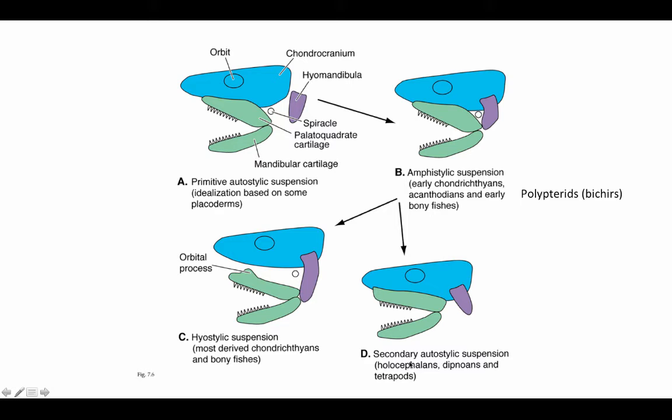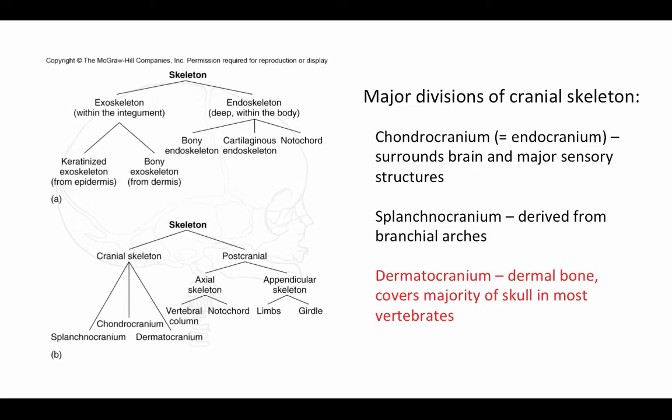So we see this in some of the cartilaginous fishes, the holocephalans, as well as lungfish and tetrapods have this form of jaw suspension. We will continue the story of the splanchnocranium, but before we do, we need to understand a little bit about the dermatocranium.